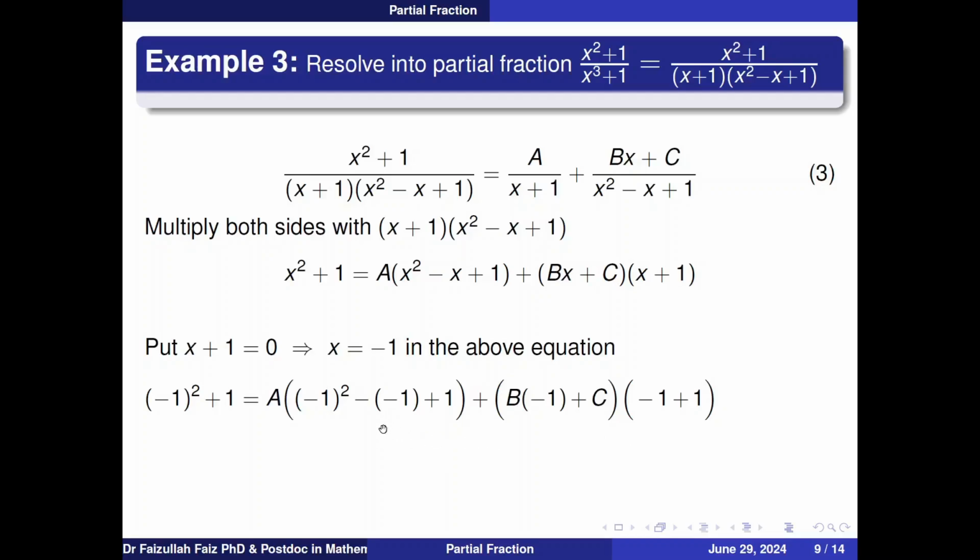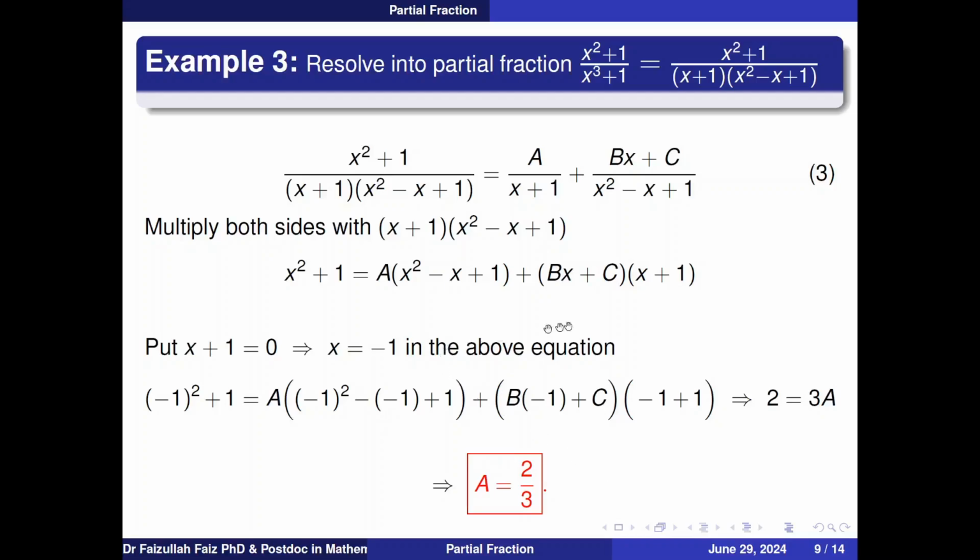And the first term, minus 1 square is plus 1. Minus into minus 1 is plus 1. And there is another plus 1. So we get 3a. And from the left hand side, minus 1 square is plus 1. 1 plus 1 is 2. So we get 2 is equal to 3a. And when we divide both sides by 3, here we get the value of a, which is 2 by 3.